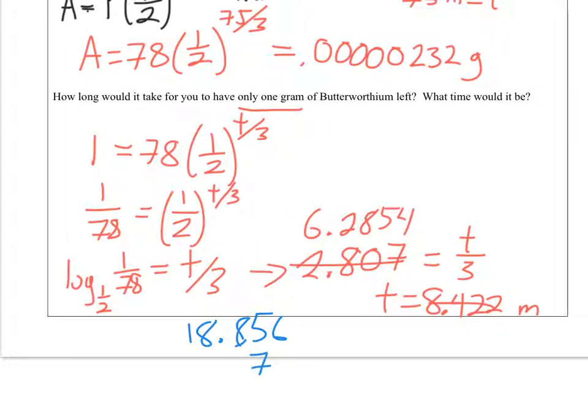or 7:18 a.m. and 856 over 1,000. I could convert that into seconds. In fact, I'm going to, if I multiply this by 60, because this is in terms of minutes, and it's going above and beyond. So it's 7:18 and 52 seconds.